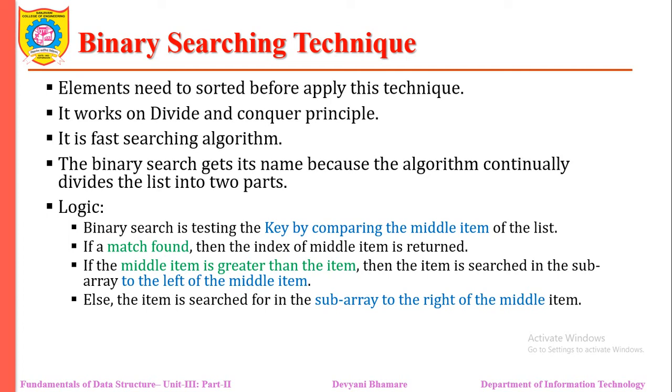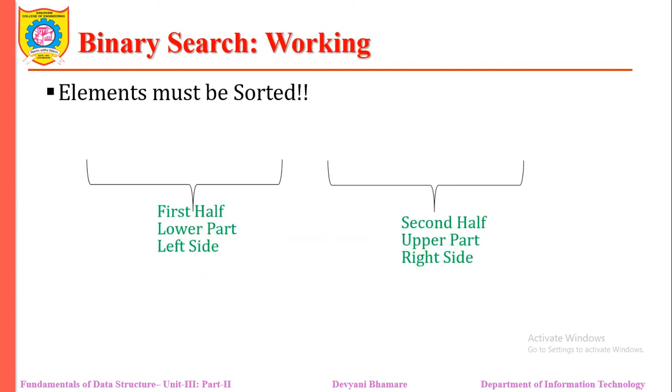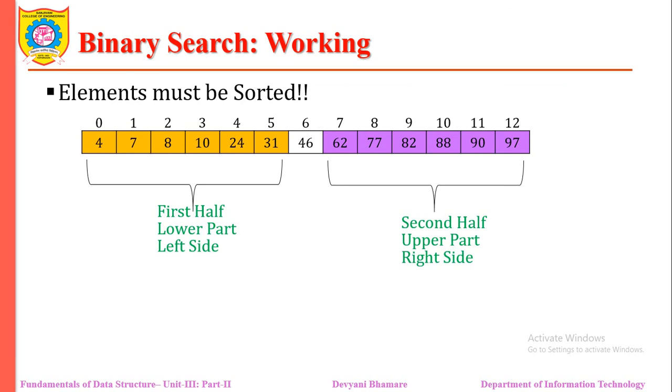Then the target key element which you need to search is compared with the mid. Is the key element the middle number itself? Is the middle item greater than our target key? Or is the middle item less than our target key? Based on these cases, we search for that element in that specific subarray.